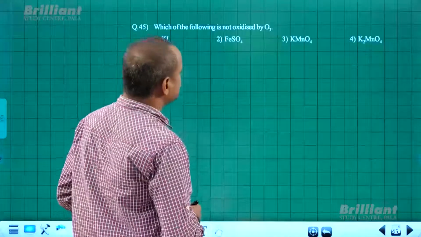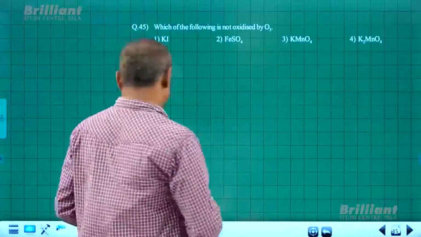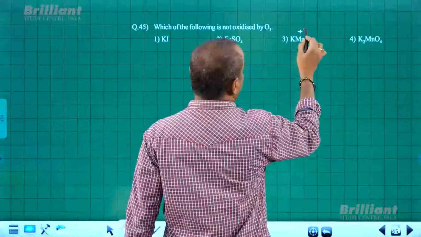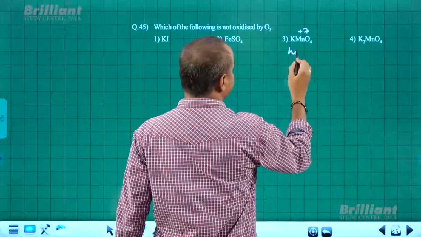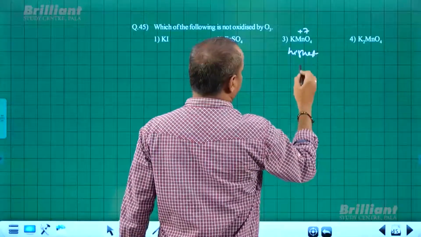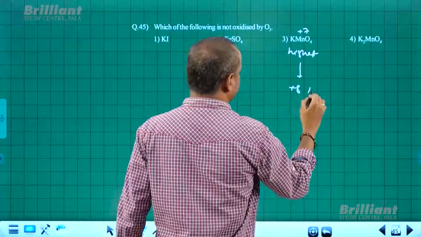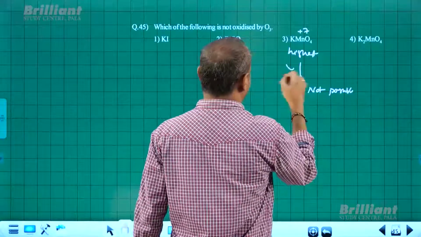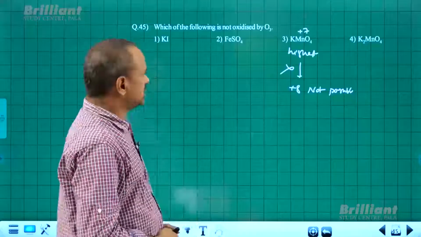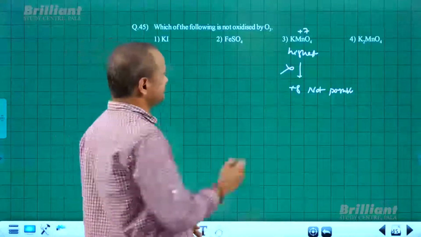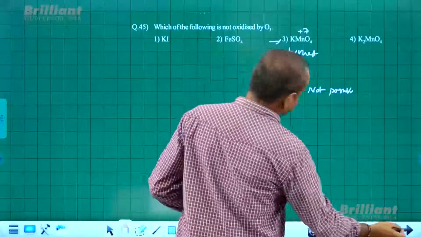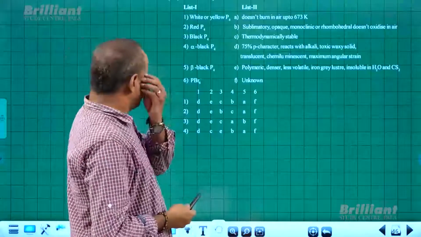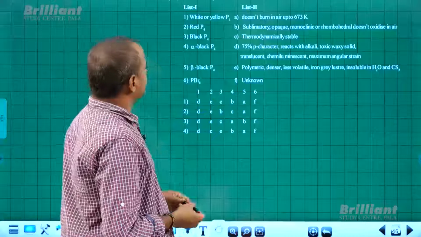Which is not oxidized by ozone? KMnO4, because the highest oxidation state is already present. +8 is not possible. That's why KMnO4 is not oxidized by ozone. This is also a property of phosphorus as per the textbook only.